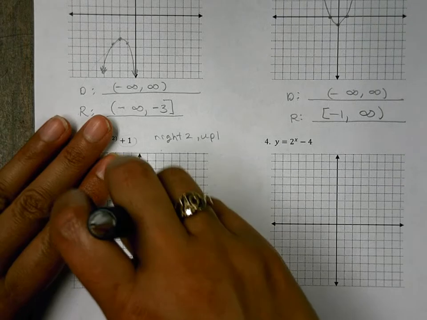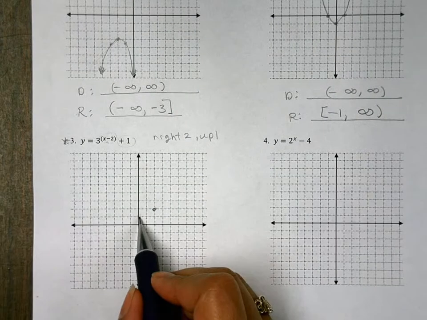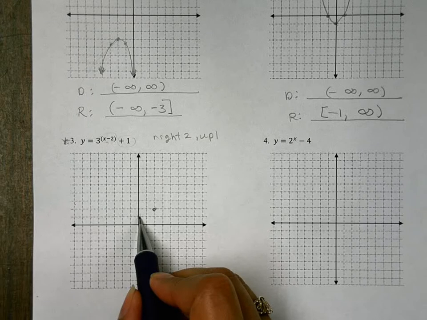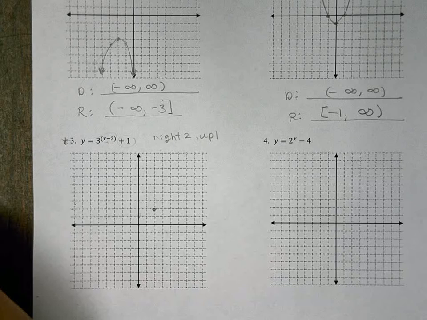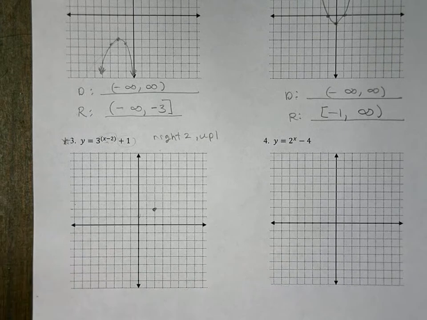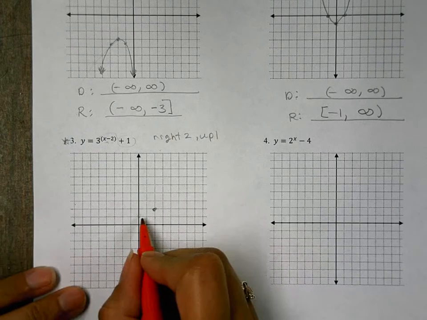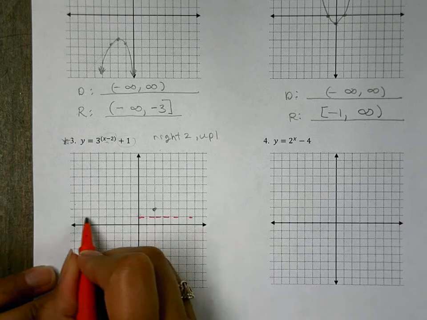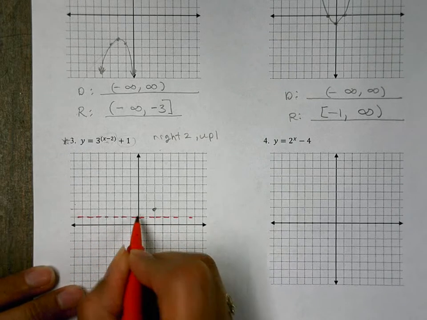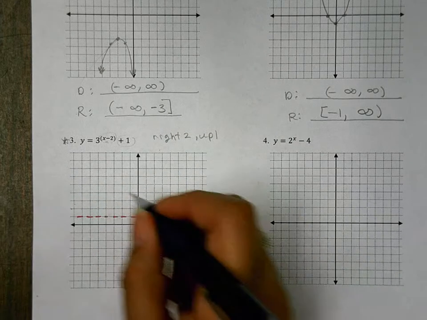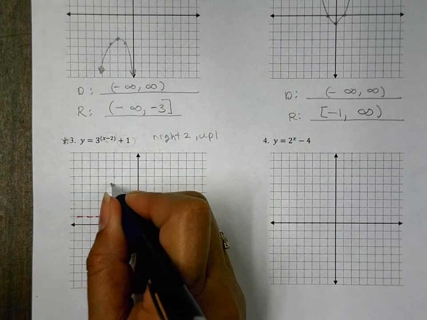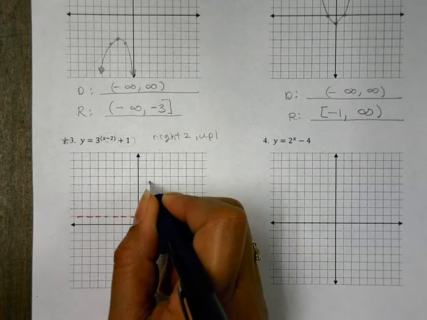Okay, so from my start point that I just erased, which was 0, 1, my original start point, I went right 2, up 1. Now remember, the asymptote is always 1 below the start point, so this is my new asymptote here. And the asymptote will always be 1 below the start point, wherever your start point is. If my start point was over here, I would go 1 below and make the asymptote.